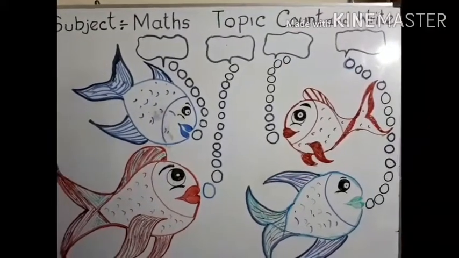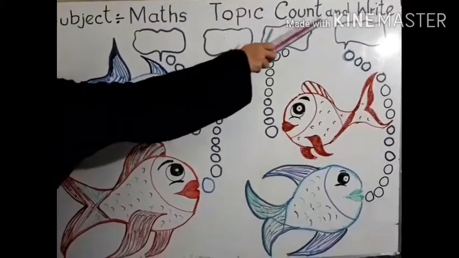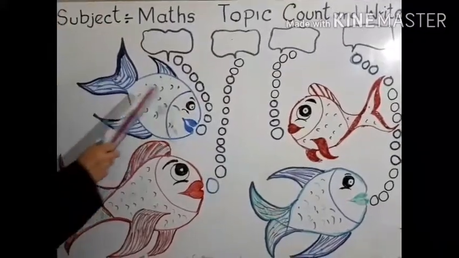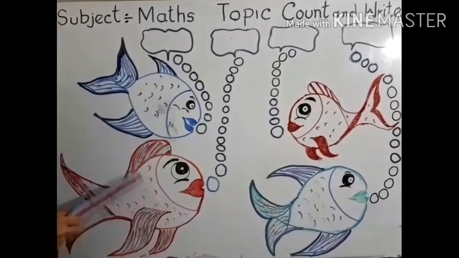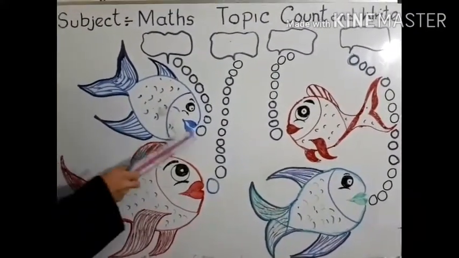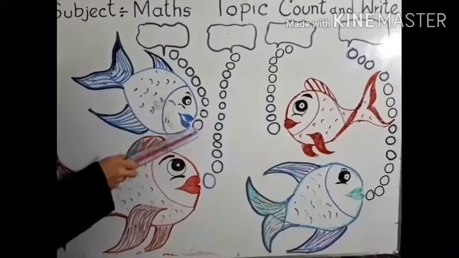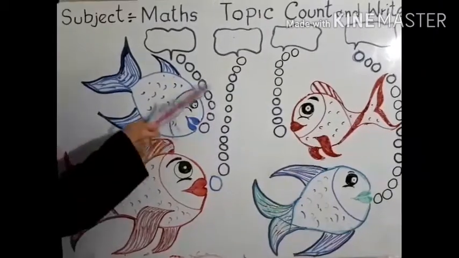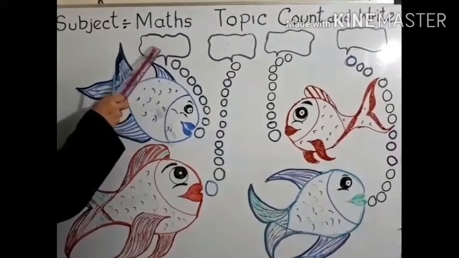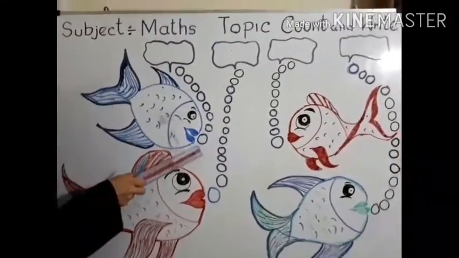Today I am here with a new topic, which is count and write. As you can see here we have some fishes on the board, and here we have some bubbles that come from their mouth. We are going to count these bubbles, then we will write the correct number in the given box. Try to count them slowly.